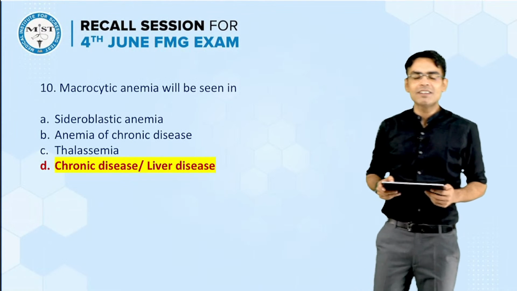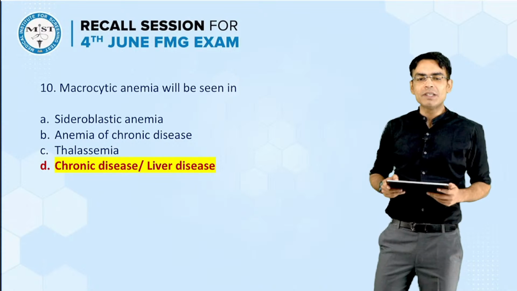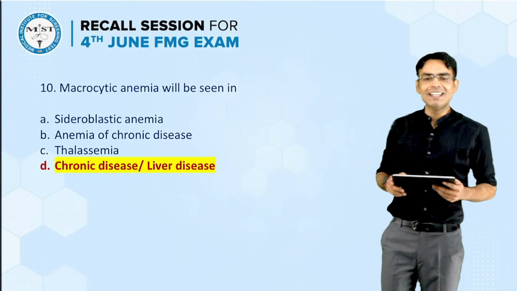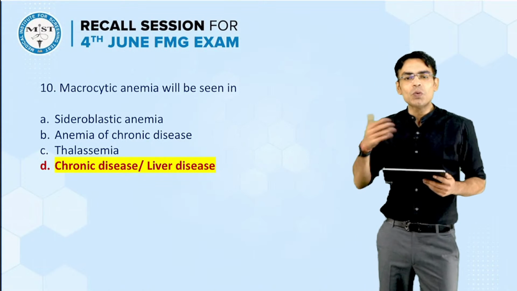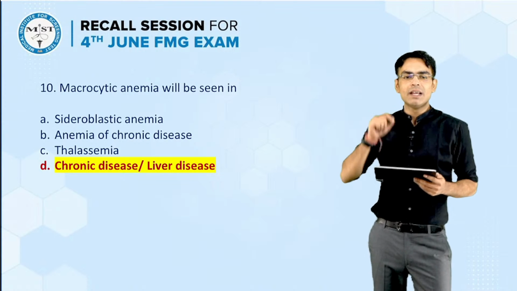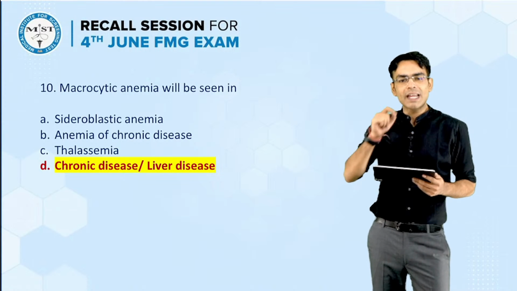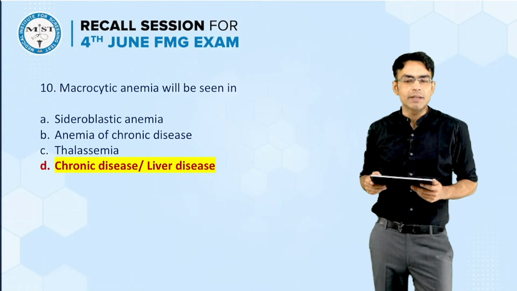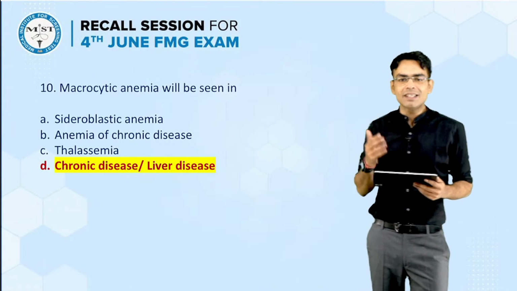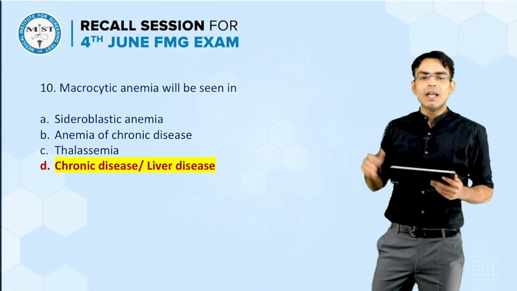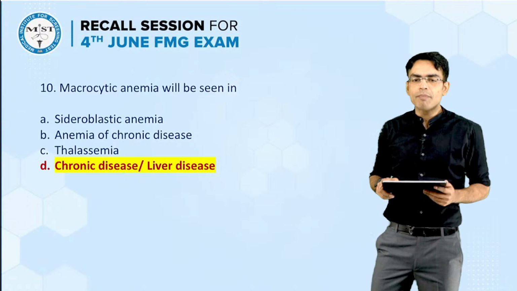Now, the 10th question: macrocytic anemia will be seen in. Very simple mnemonic for the options they have given. You have to rule out the options. Sideroblastic anemia gives you microcytic anemias. Anemia of chronic disease can give you microcytic and normocytic, but not macrocytic anemia. Then thalassemia again is a microcytic anemia. And in liver diseases, yes, you can have macrocytic anemia.